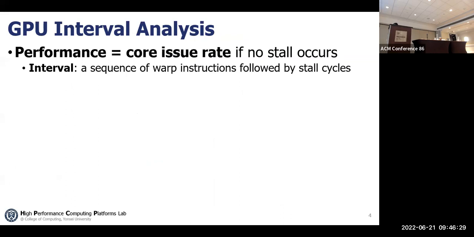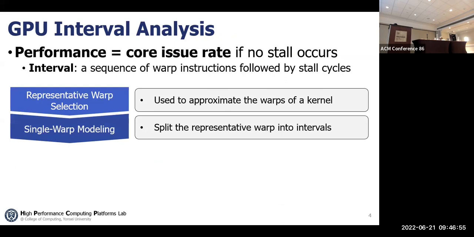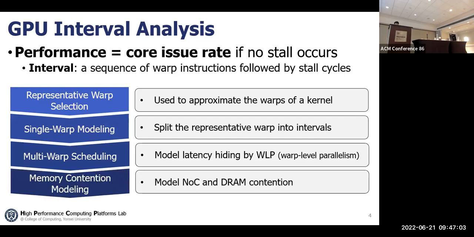The key idea of interval analysis is that a warp scheduler can maintain its maximum issue rate until a stall event occurs. An interval consists of a sequence of instructions at the maximum issue rate and the stall cycles. The model selects a representative warp and evaluates expected stall events at the warp scheduler. First, data dependency divides a single warp into intervals. Then multiple warps hide the latency, exploiting warp-level parallelism. Additional memory contention stalls are considered afterward. Note that these procedures are based on MDM.